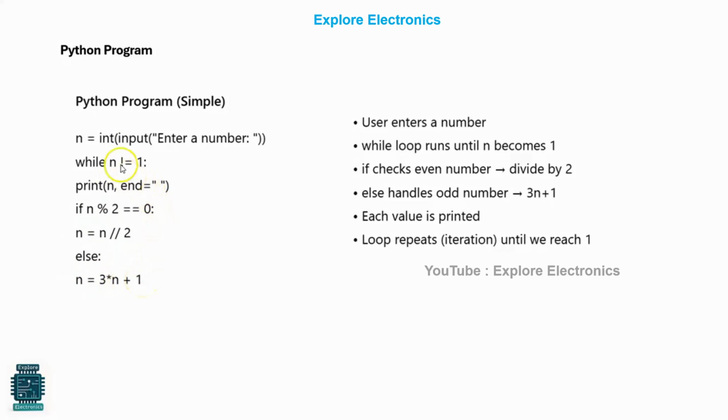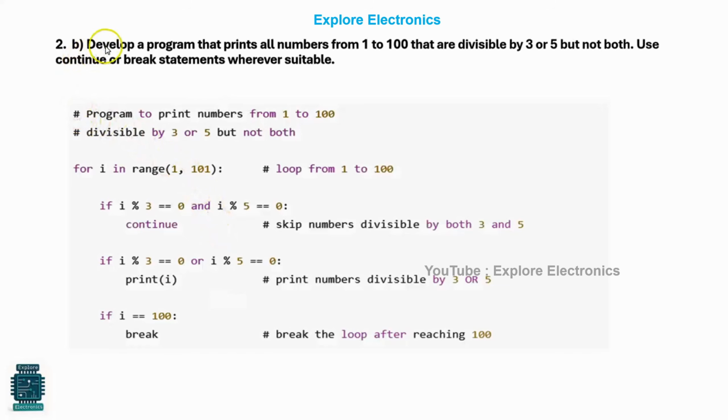Clear? We will enter a number. After that, it will repeat until n becomes 1 and it will print that number as it is. After that, it will check whether the number is even. If it is even, it will divide by 2, or else which is odd, then it will do 3 into n plus 1. Clear?